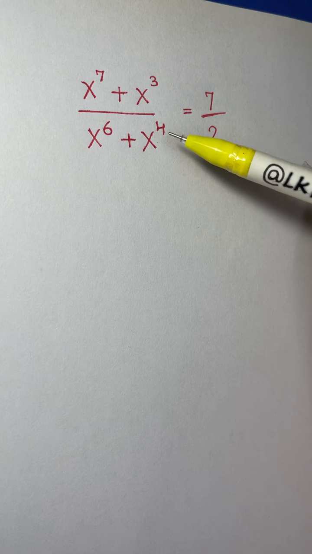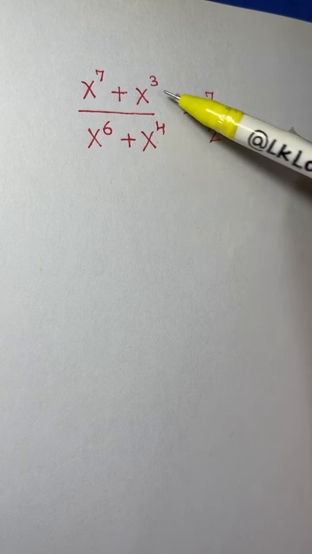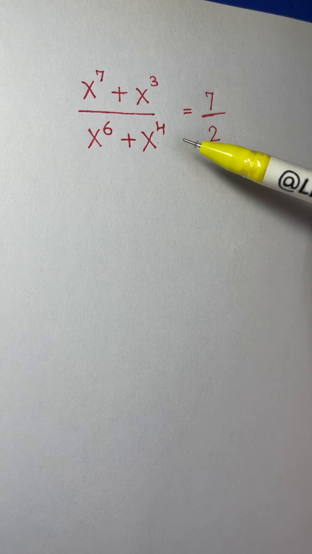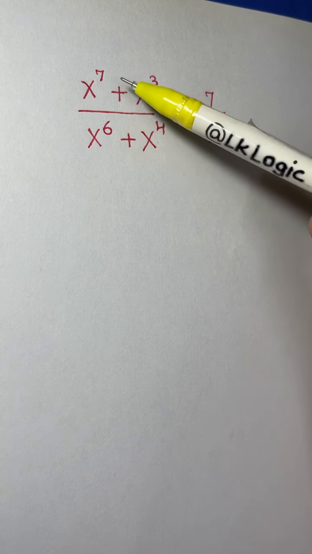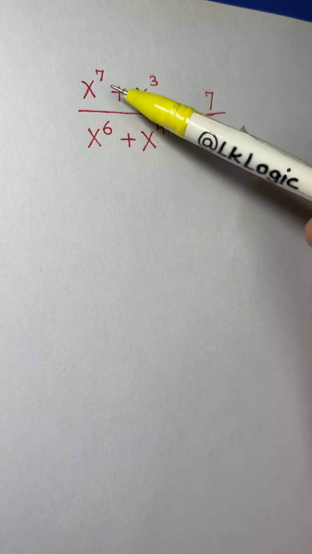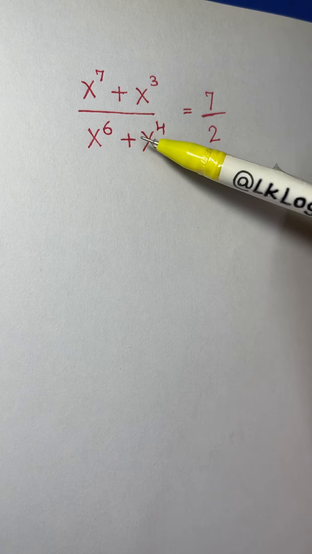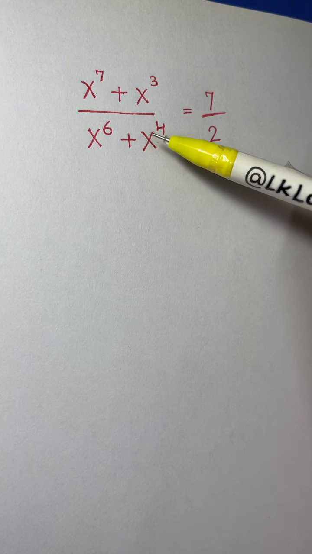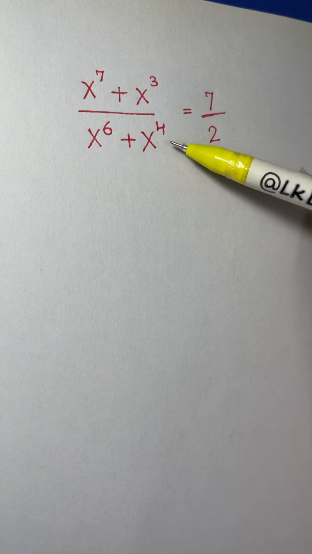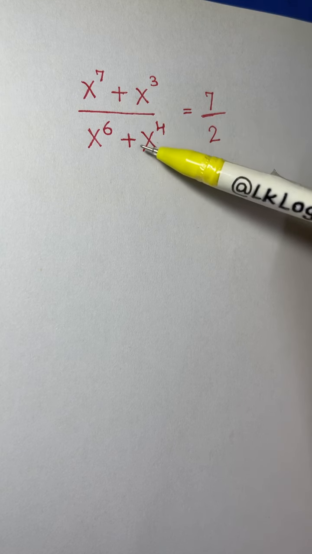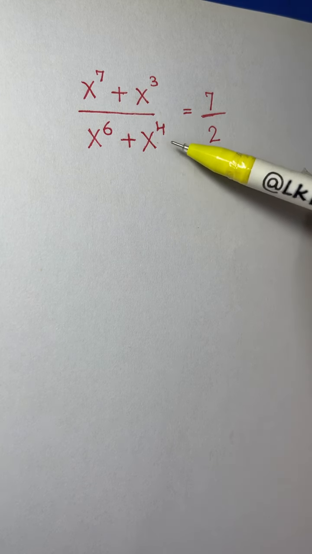So what should we do? Our goal is to make all the exponents lower. Now 3, 4, 6 and 7. The number in the middle is 5. If you want to make the exponents lower, you should divide the numerator and denominator by x to the power of 5.